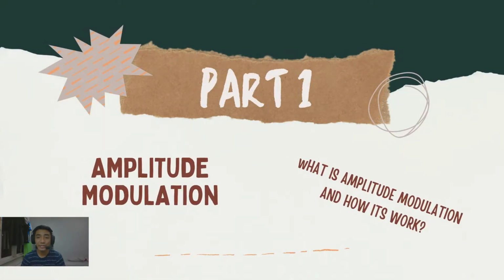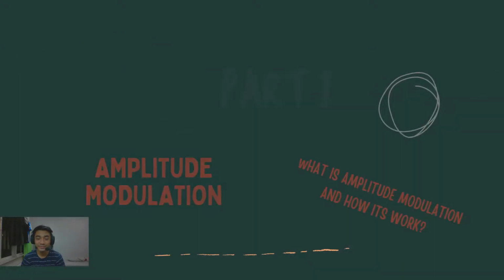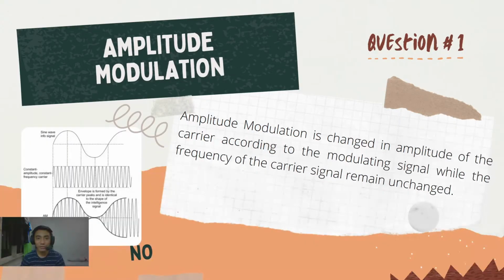Now I will explain what is amplitude modulation and how it works. So, what is amplitude modulation? It is a change in amplitude of the carrier according to the modulating signal, while the frequency of the carrier signal remains unchanged. From the figure here, we can see the first one is a modulating signal and the second one is the carrier signal. When we combine these two, we create the amplitude modulation signal.